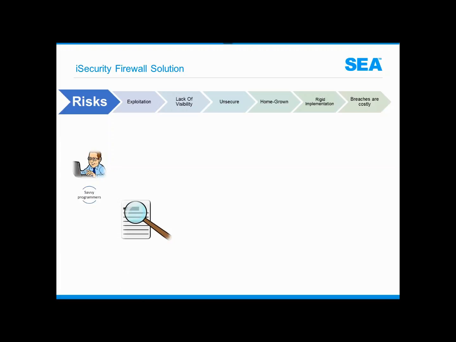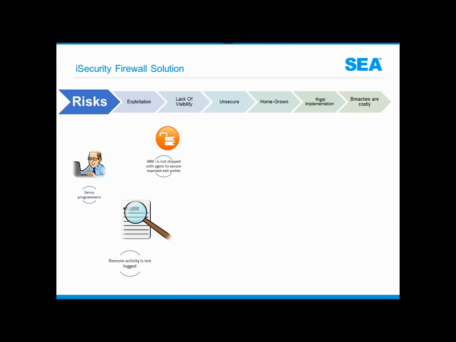Since these exit points are not being secured and not being tracked, they're not visible to the administrator. So this leads to the IBM i being very insecure and exposed to hacks or breaches.